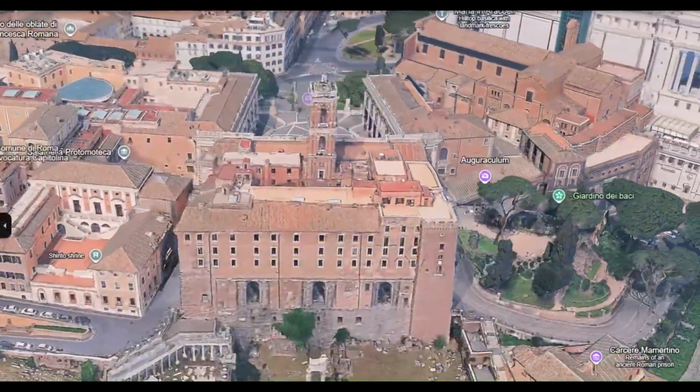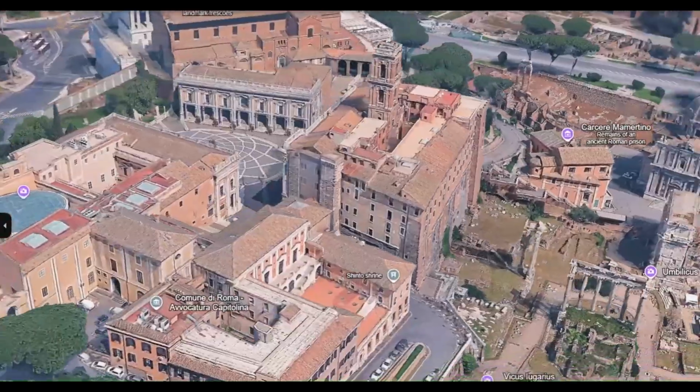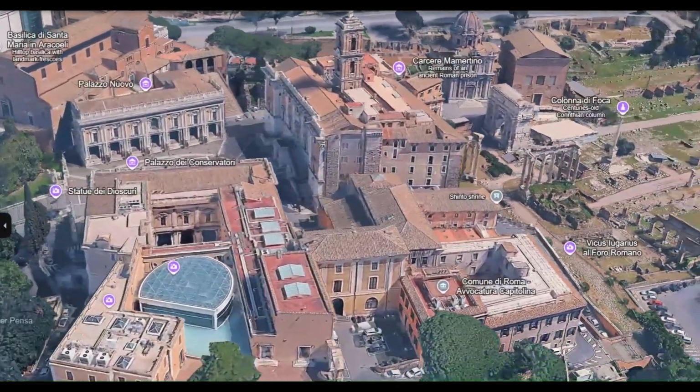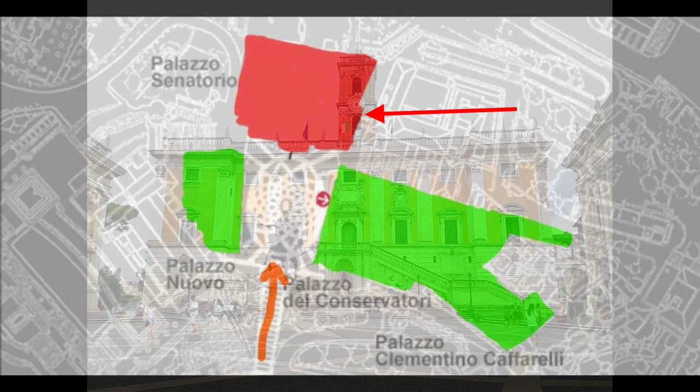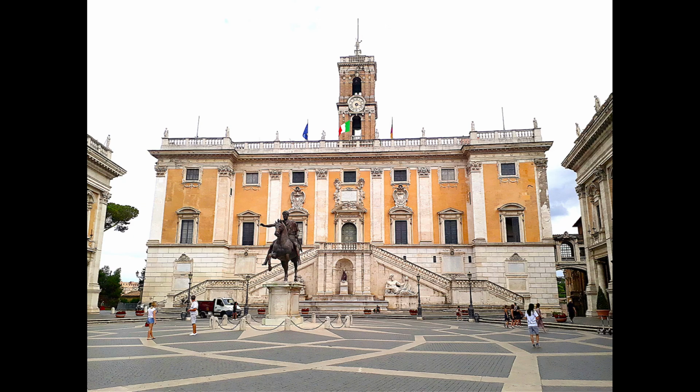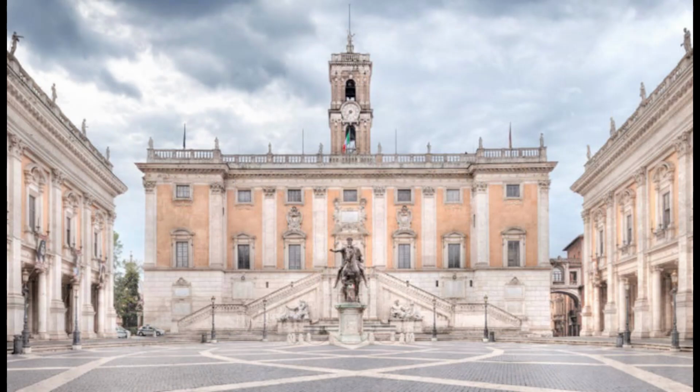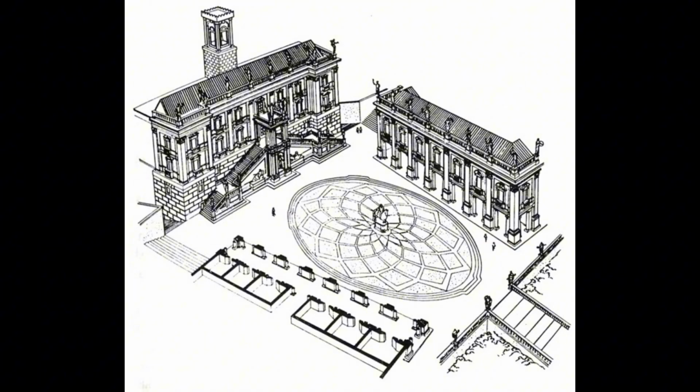Once you have finally reached the top of the steps, you'll be greeted by a square that's surrounded by 3 buildings. The 2 on the left and the right are part of the museum, while the middle is Palazzo Senatorio, which is the current office of the mayor. Originally, the square looked nothing like it does today.